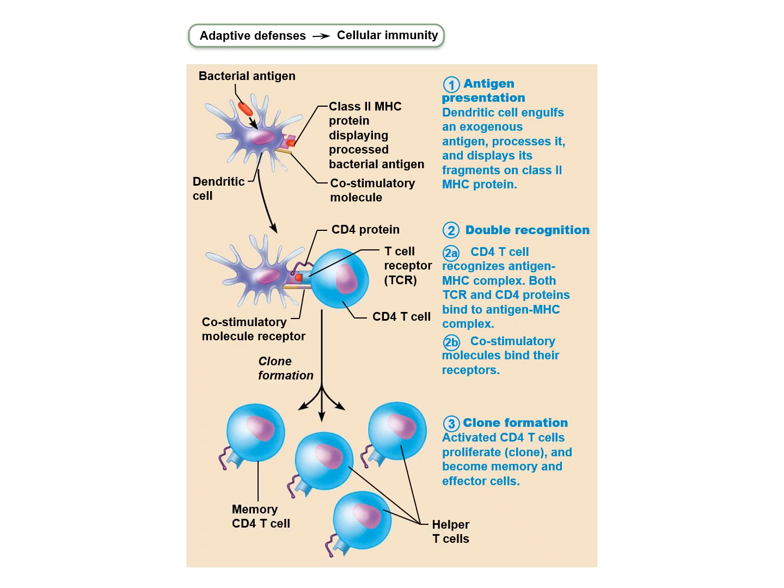And then once that happens, it says, okay, do you really mean it? Are you really infected? Yeah, it looks like you really are infected. We've had confirmation here. Then clone formation starts. So we have activated CD4 T cells that proliferate, or make lots of copies of themselves, and become memory and effector cells.